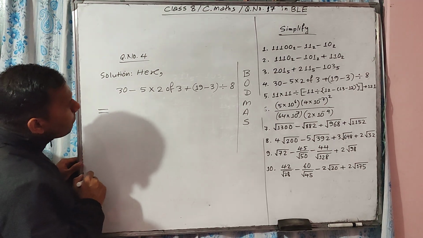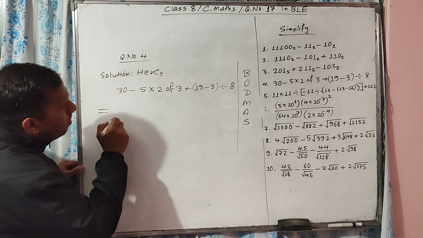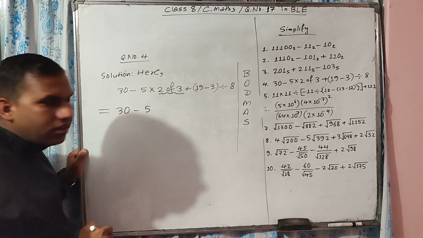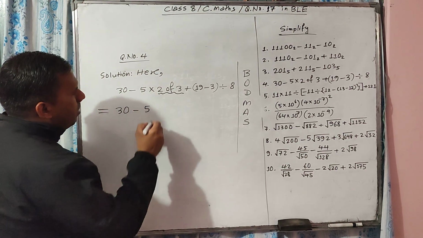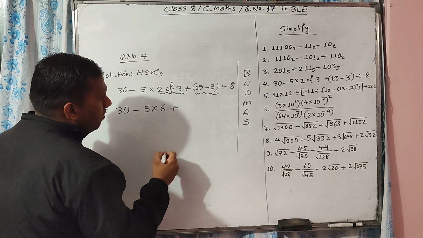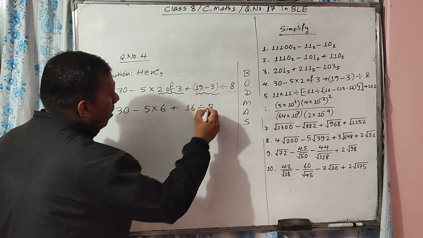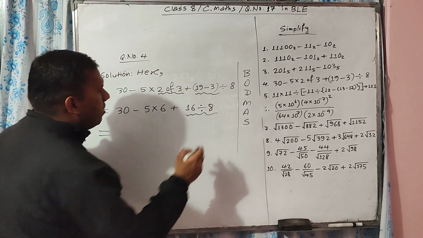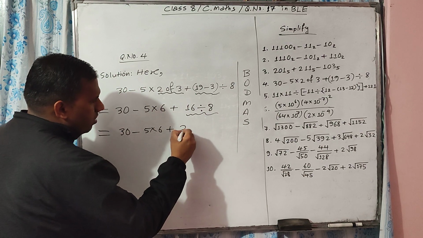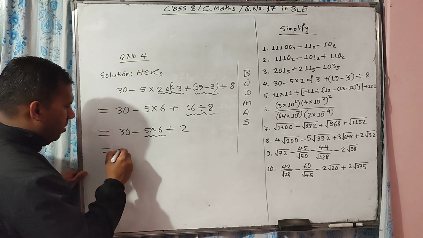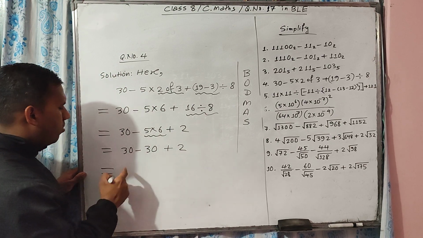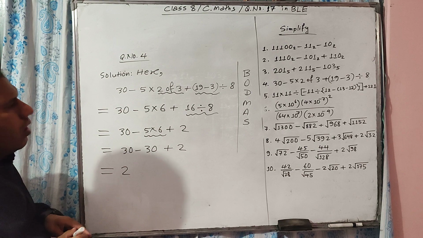Now, first of all, the 'of' part. 2 of 3 is 2 times 3, that is 6. Plus the bracket: 19 minus 3 is 16. Second, the division: 16 divided by 8 is 2. So 30 minus 5 times 6 plus 2. From the multiplication, 5 times 6 is 30, so 30 minus 30 cancels, plus 2. So the answer is 2. Now, question number 5.